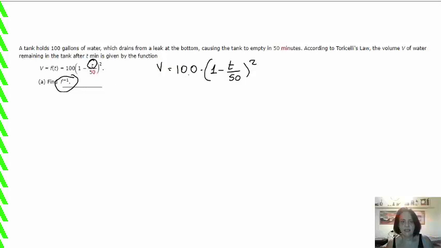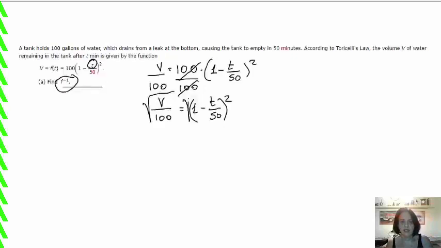So the first thing that needs to go is the 100, so I will divide both sides by 100 in order to cancel the 100 out. So I have now v over 100 equals (1 minus t over 50) squared. Now I want to get rid of the square, and in order to do that I have to take the square root of both sides. So now I have on the right side the square root of v over 100 equals 1 minus t over 50.